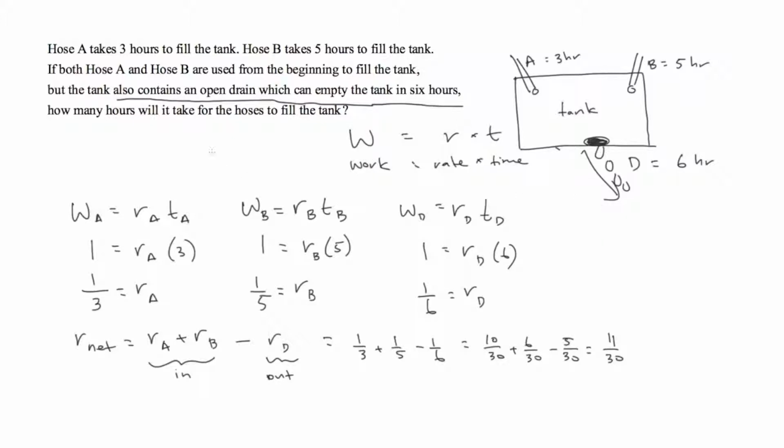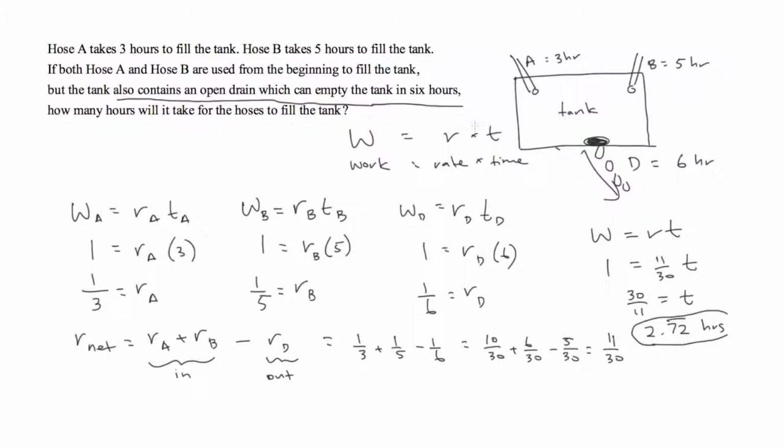So finally, since the question is asking how many hours will it take for the hoses to fill the tank, we use our W equals RT equation one last time. The work, it's filling up the tank, which is 1 again. 1 equals 11 over 30 times T, and T would then equal 30 over 11, which is our final answer. In this case, if you needed to figure out what that is, that'd be 2.72 repeating hours, which would be the final answer.